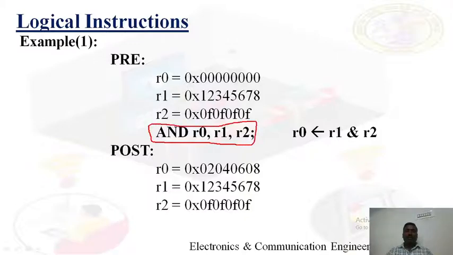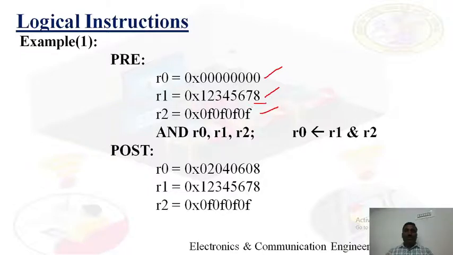This AND operation performs a bitwise logical AND between R1 and R2, and the result will be stored into R0. Here you see the preconditions: 0 0 1 2 3 4 5 7 8 8 and 0 F 0 F. Now perform the AND operation.